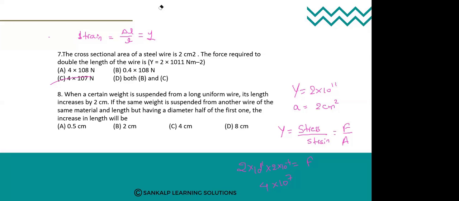When a certain weight is suspended from a long uniform wire, its length increases by 2 centimeter. If the same weight is suspended from another wire of the same material and length, but having a diameter half of the first one, the increase in the length will be. So what is the value of the increase in the length?